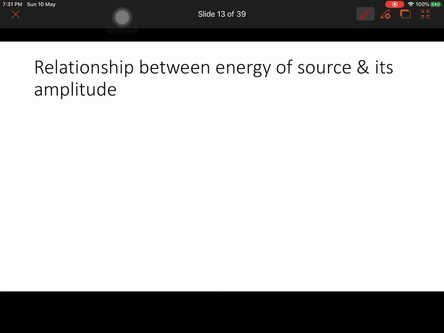Moving on to page 137 of your textbook. We want to find out the relationship between the energy of a source and its amplitude. You know that the loudness of a sound or the brightness of a light depends on the amount of energy received by the observer. To make a filament lamp glow brighter, we need more electrical energy. So energy is proportional to amplitude, but in this case it's proportional to amplitude squared. Now, how do I prove this?